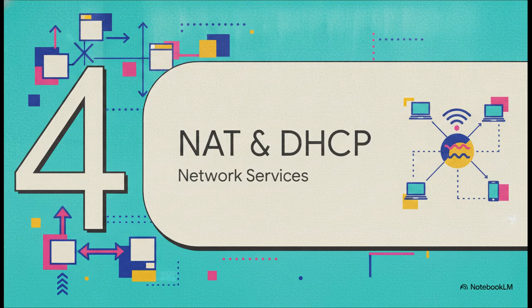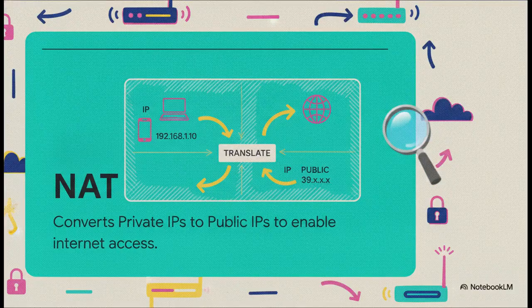Let's look at the broader services your router provides. We mentioned these earlier, and they are totally the unsung heroes of your network. First up, Network Address Translation, or NAT. This solves a huge problem. See, your local devices, like your laptop, have private IP addresses, something like 192.168.1.10. But the internet cannot route to a private IP.